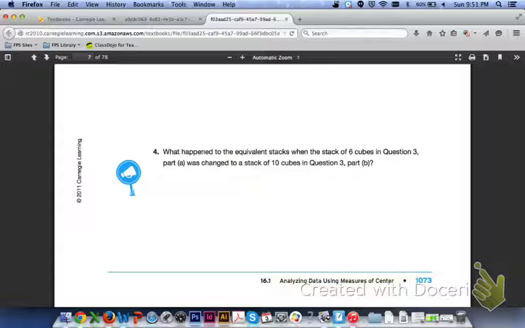Then answer number 4 as well. What happened to the equivalent stacks when the stack of 6 cubes in question 3 was changed to a stack of 10 cubes in question 3 part B? When you're finished, unpause the video.